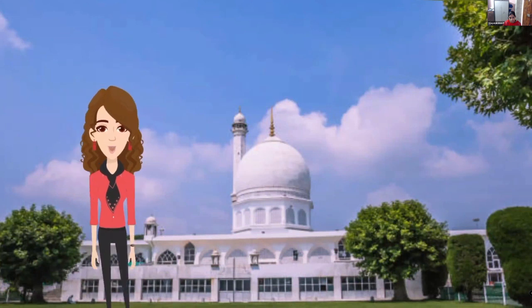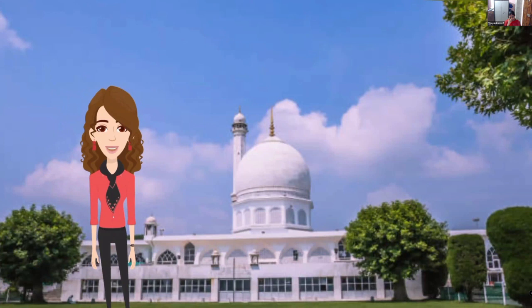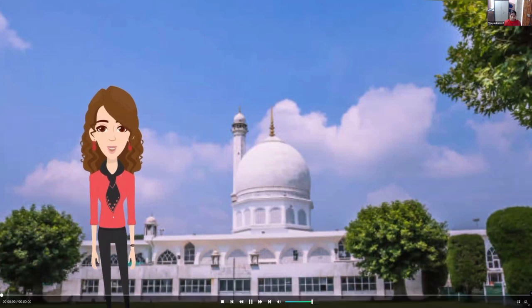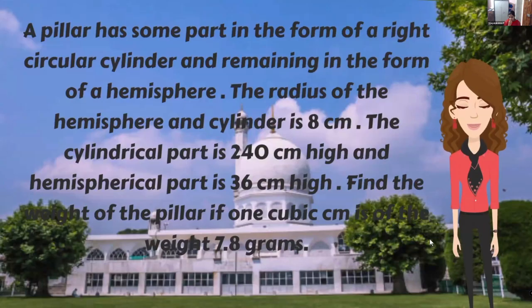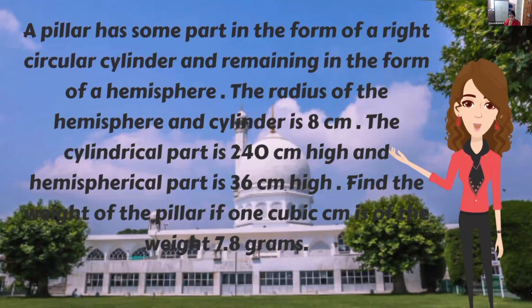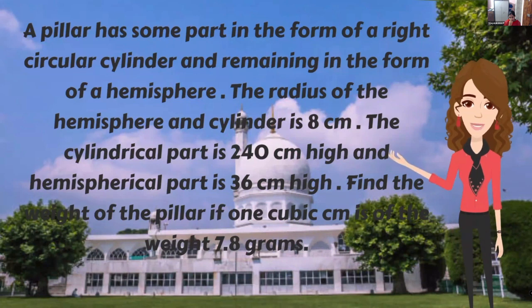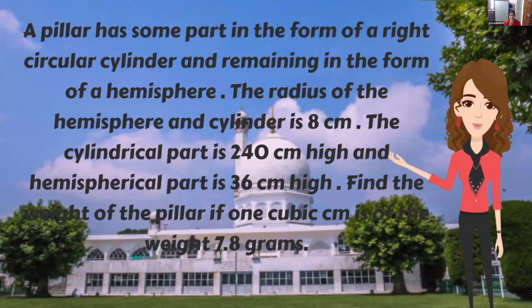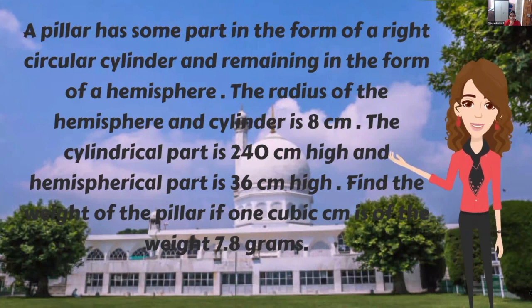Hi, this is Ravi. Now, I read about a monument called Hazratbal Shrine, which is located in Jammu and Kashmir. It was built in the 17th century and now we are going to find the volume of one of the buildings. The shrine has some part in the form of a right circular cylinder and the remaining in the form of a hemisphere. The radius of each hemisphere and the cylinder is 8 cm. The cylindrical part is 240 cm high and the hemispherical part is 30 cm high.